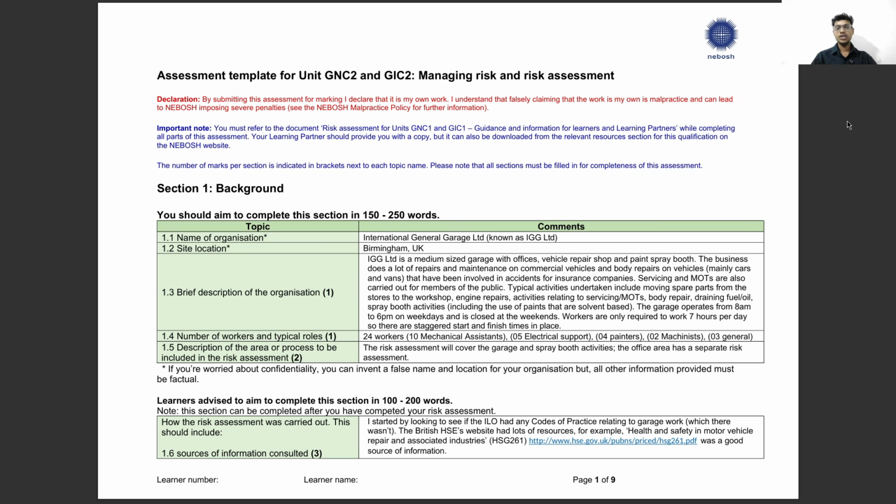So we shall start with section 1, that is the background. Here we are going to see first, that is 1.1 and 1.2. So in the 1.1, that is asking name of the organization. So here you can see an example that is said, that is International General Garage Limited, known as IGG Limited. So here you should have to put the organization name properly.